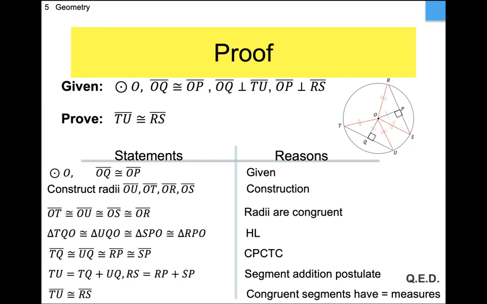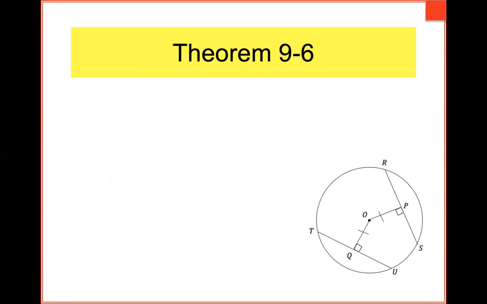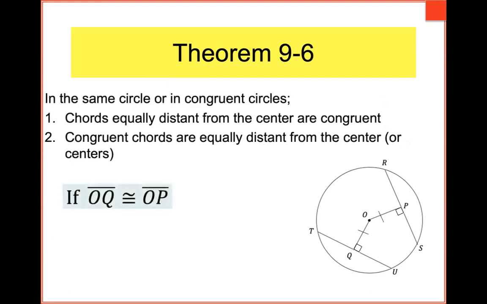All right. So that's our last one of the day, and this is theorem 9.6. That's the shape you need to look for. That shape is a circle, 2 chords, and 2 segments that come from the center of the circle that are congruent to one another, perpendicular to the 2 chords. Okay. So that's the idea there.